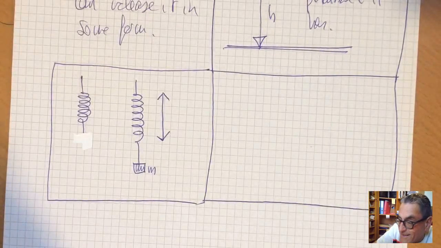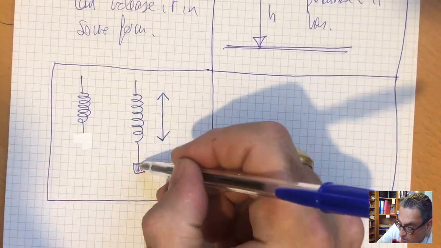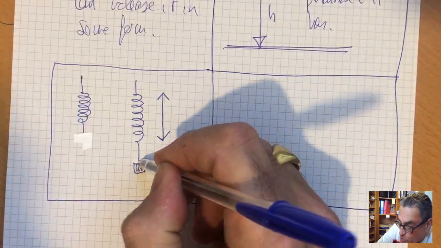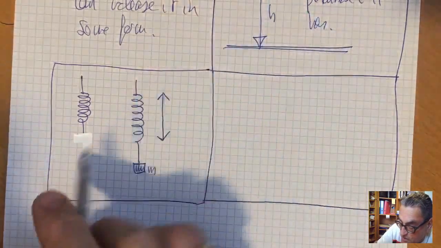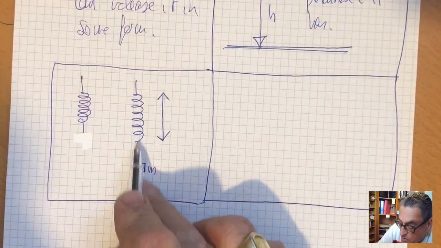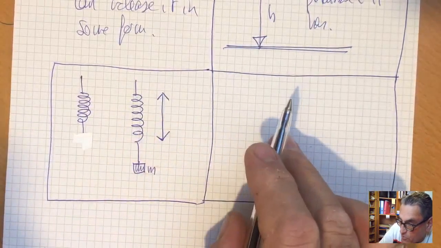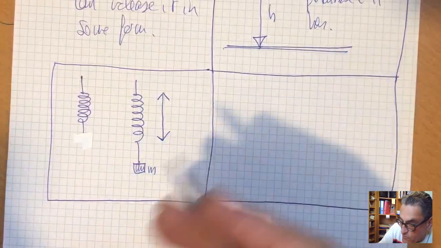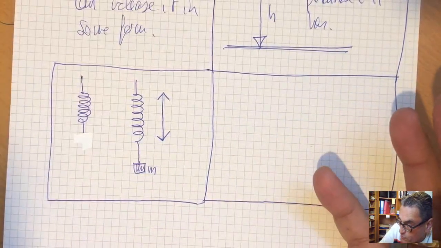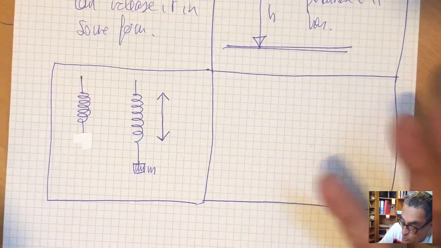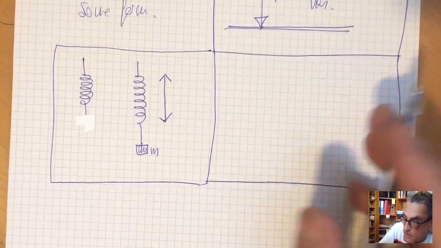Well, the answer is yes, it has, because if you remove the mass, the spring is going to go back to its initial length, and so it's going to produce a force in doing that. It's going to produce a force over a certain distance, so it's going to produce energy. Okay, so you can store energy in a spring.